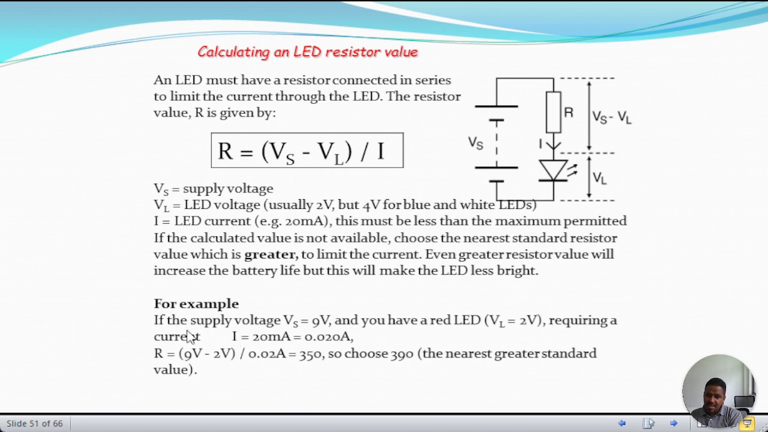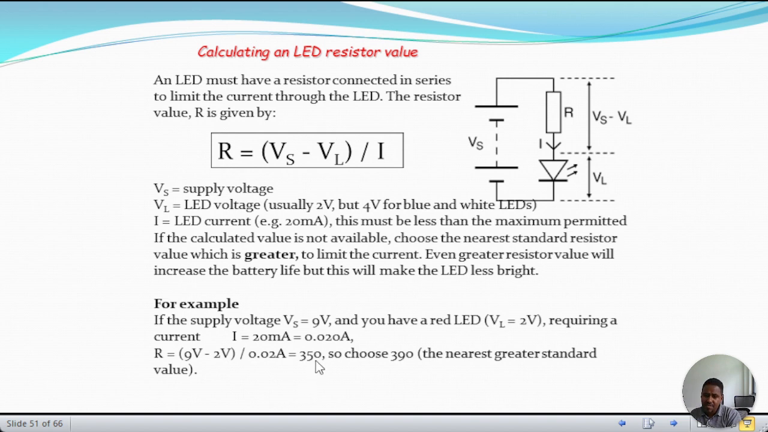So for example, if our supply voltage is 9 volt and we have a red LED, we can use 2 volt for it. The recurring current, that is the LED current, we use 20 milliampere mostly, that means 0.020 ampere. So to get the resistor value, 9 minus 2 over 0.02, so our resistor value is 350.